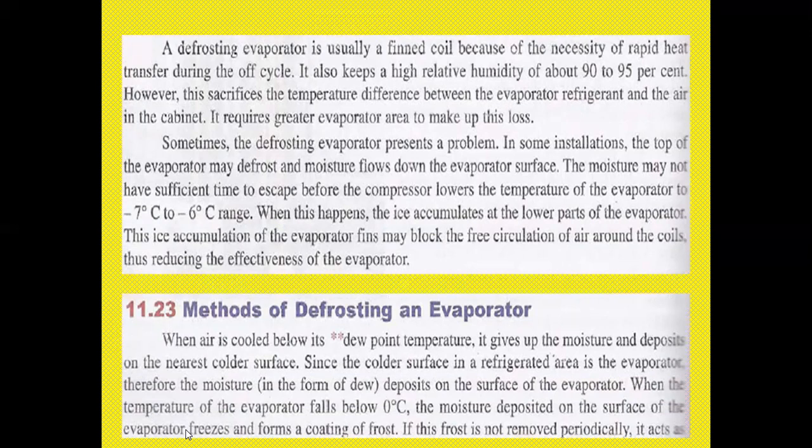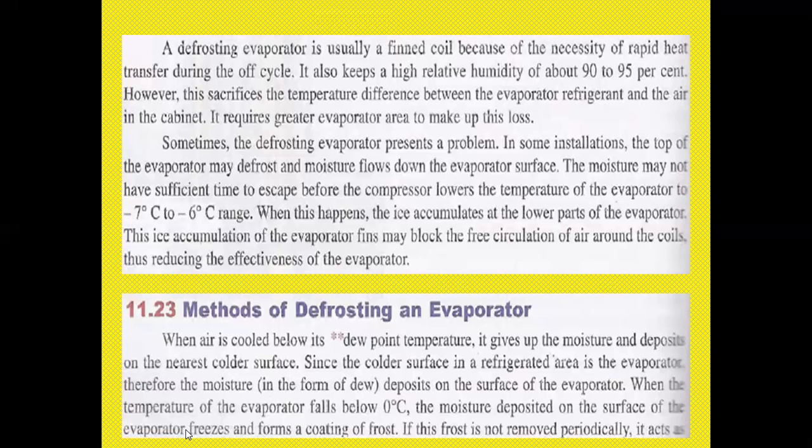It requires greater evaporator area to make up this loss, right? Sometimes the defrosting evaporator presents a problem. What is that? In small installations, the top of the evaporator may defrost and the moisture flows down the evaporator surface. So this will be a problem. The moisture may not have sufficient time to escape before the compressor lowers the temperature of the evaporator to -7 degrees centigrade to -6 degrees centigrade.